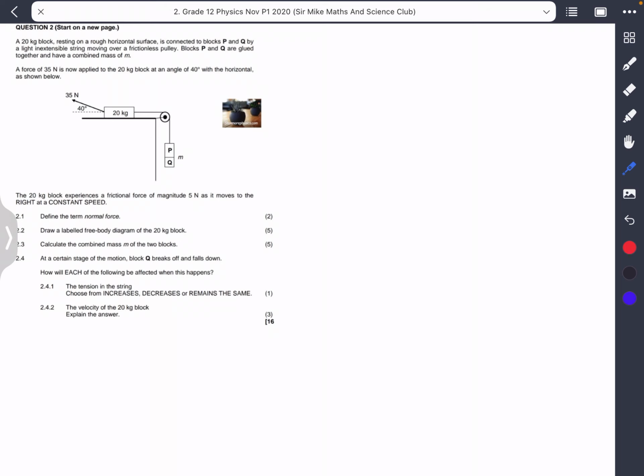Now I know sometimes it's quite annoying to read the statement, but there's nothing you can do. What they do is that they hide most of the information.